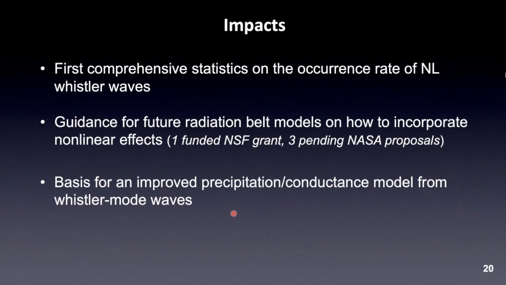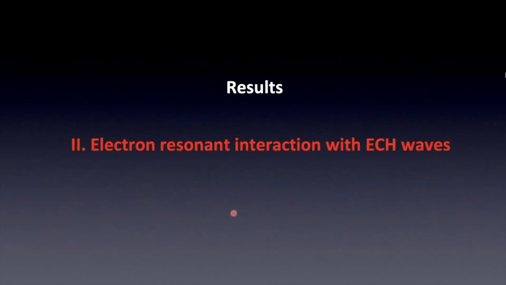And then in terms of contribution to COSIA here, as you can see, the amplitude of these waves can easily trigger nonlinear wave-particle interaction. So in order to properly model the electron precipitation or ionospheric conductance from this process, ideally we will need to incorporate the nonlinear scattering effects into our precipitation or conductance models, which is still missing in the present models. That's pretty much it for the first part.